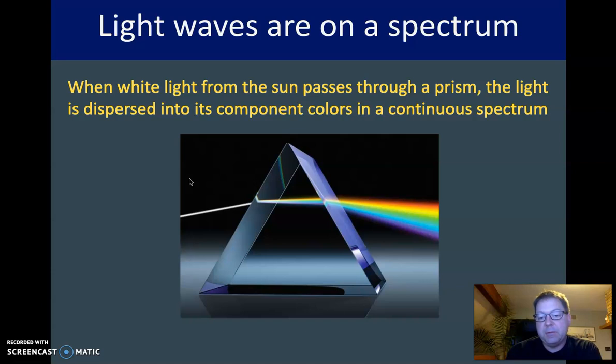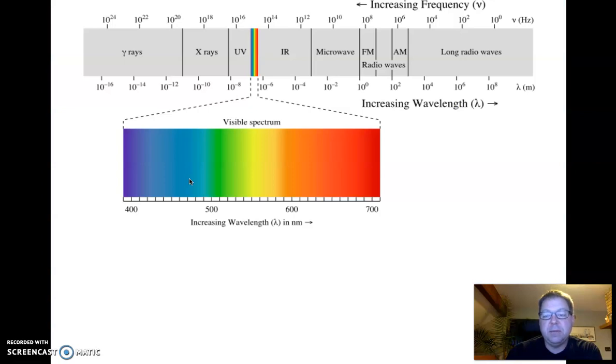When white light passes through a prism, or if sunlight passes through a raindrop, you can see a full spectrum of light all the way from red to purple. And that's how we get rainbows. So this is how it happens. This is a prism, obviously, but a raindrop acts similarly to this. This is the full spectrum.